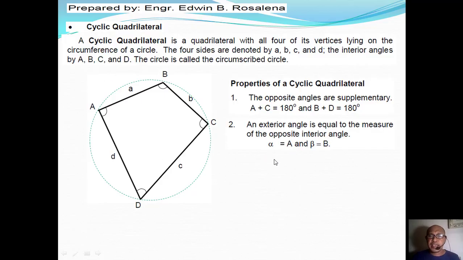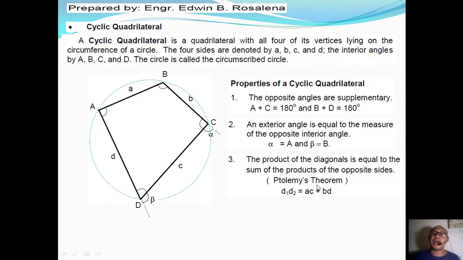So that is, let's say I will draw an exterior angle here. So exterior angle alpha is equal to interior angle A. So exterior angle is equal to the opposite interior angle. So this can be easily shown because the sum of angle C and alpha here is 180. They are supplementary. And the sum of angle A and angle C here is also 180. So meaning, alpha is equal to A. So same if we will draw an exterior angle beta here. So beta is equal to the opposite interior angle B.